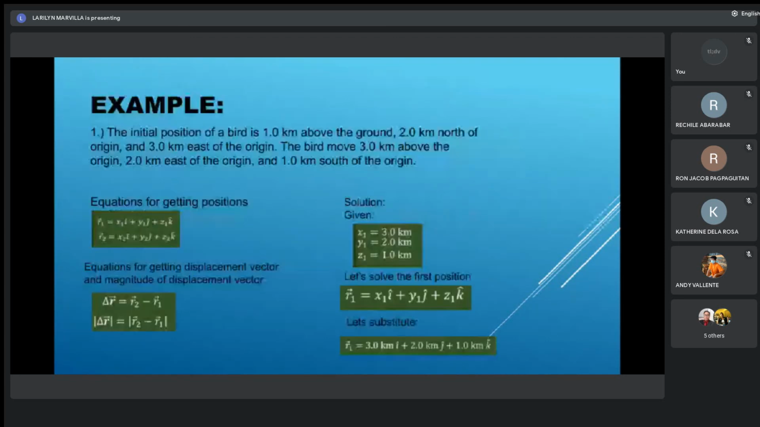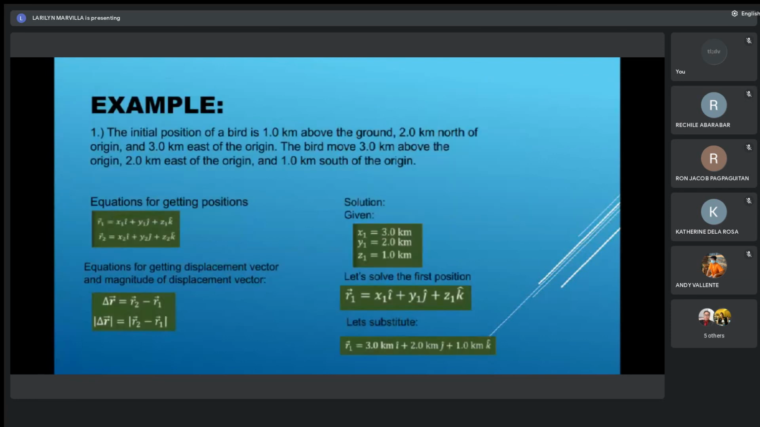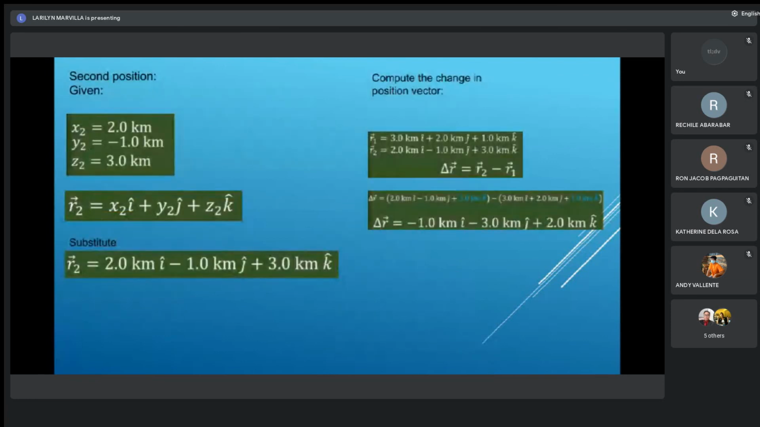Given by x sub 2 is 2.0 kilometer, y sub 2 is equal to negative 1.0 kilometer, z sub 2 is equal to 3.0 kilometer. Parehas ra sa atong gibuhat kagaina, i-substitute lang ang atong given sa atong equation. X sub 2 i hat is 2.0 kilometer i hat minus 1.0 kilometer j hat plus 3.0 kilometer k hat. Mao ni ang atong second position.